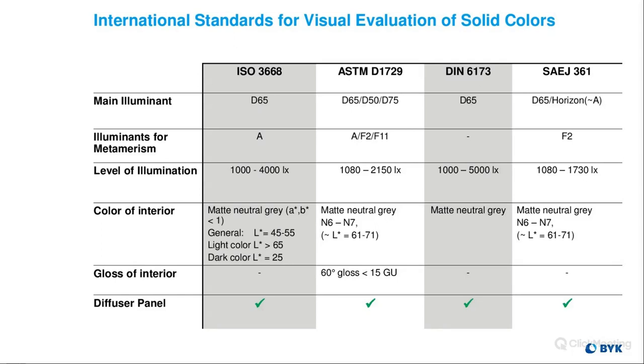We also see they have very low gloss interiors. That keeps the reflections down from the surrounding environment. And we see all of them use a diffuser panel in their standards. And so that just makes sure that you get an even distribution of light over the entire surface of a sample.